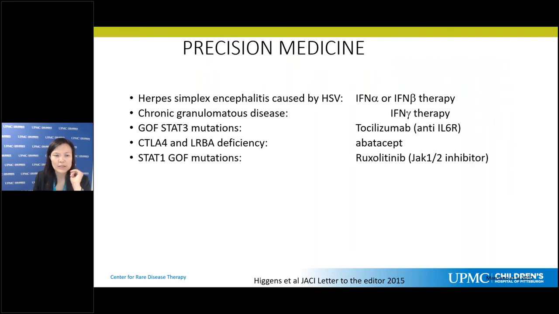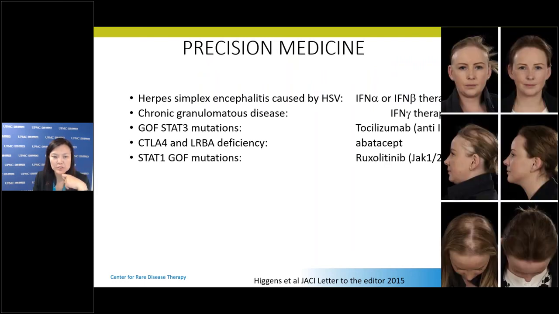This patient, I'll show you the pictures. So this patient with STAT1 gain of function mutation, which previously was just diagnosed as chronic mucocutaneous candidiasis, was then started on ruxolitinib, which is a JAK inhibitor, which targeted the problem in STAT1 gain of function, and you could see that even her hair grew back, which is really amazing.